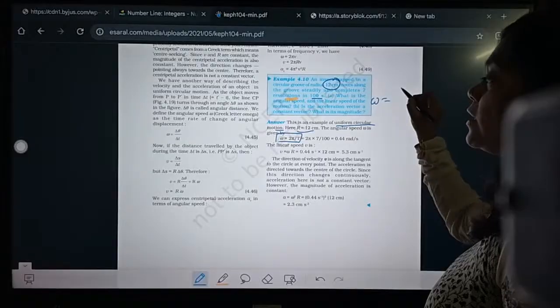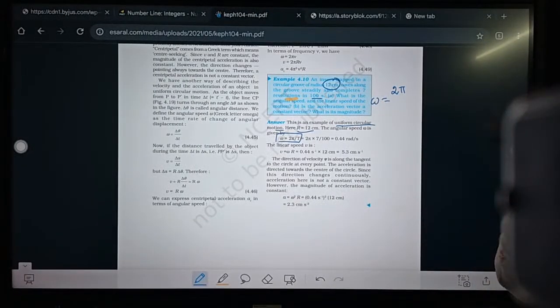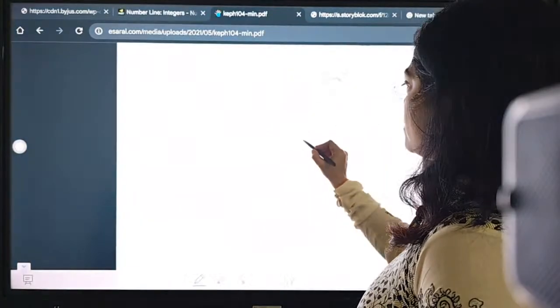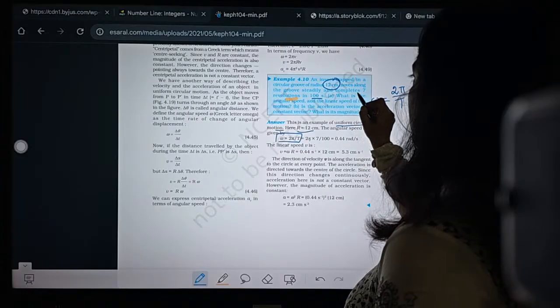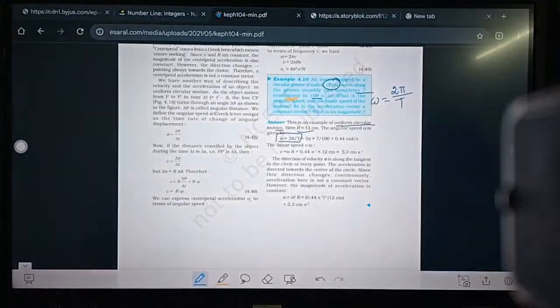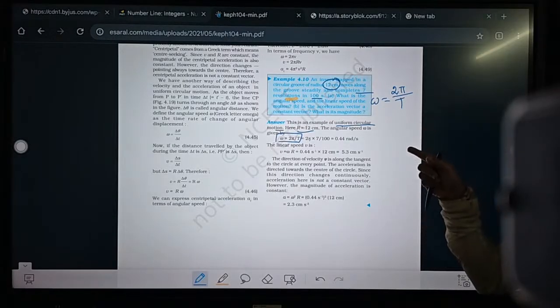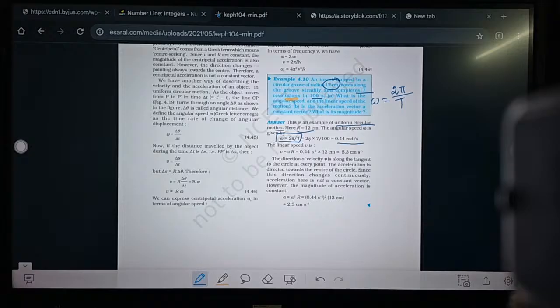Angular velocity is equal to angular displacement by time taken. Angular displacement, delta theta, the whole theta will be 2 pi, okay? So 360 degree by time taken. What is this time taken here? It says it completes 7 revolutions in 100 seconds. So 1 revolution is 2 pi, and 7 times it is, so 2 pi into 7 by 100. So how much radians? It is the unit for omega.